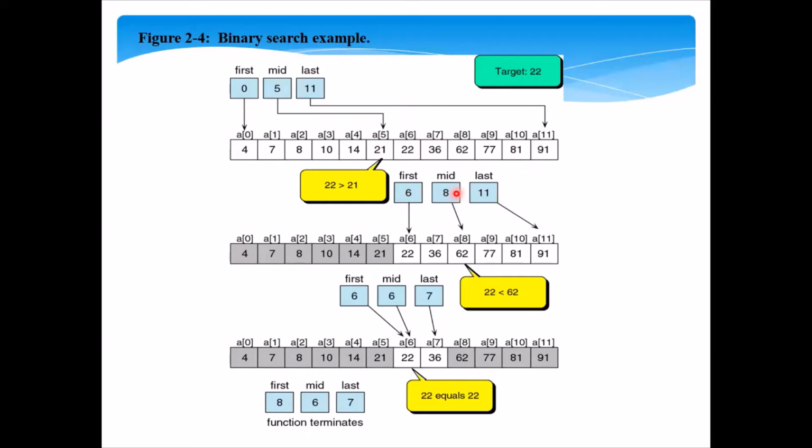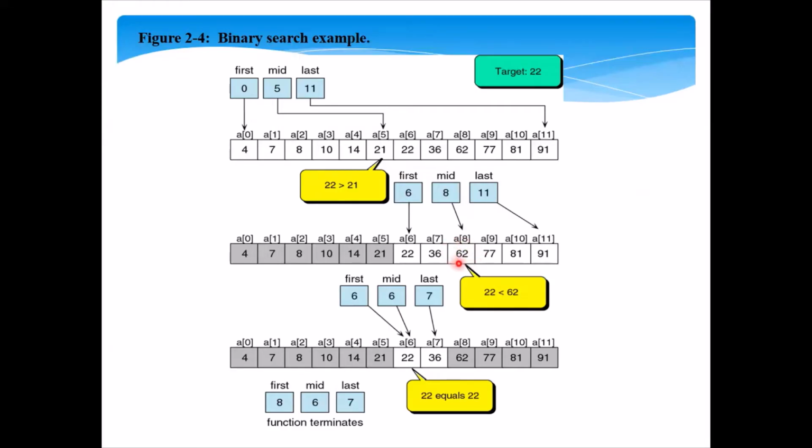Again, in getting the middle element, you need to test first if the first position, position 6, is less than the last position, which is 11. If that is true, then you add the first and last and divide by 2 to get the mid. So this is 6 plus 11, that's 17. 17 divided by 2, just get the whole number part, which is 8. So again, 62 is the element at position 8.